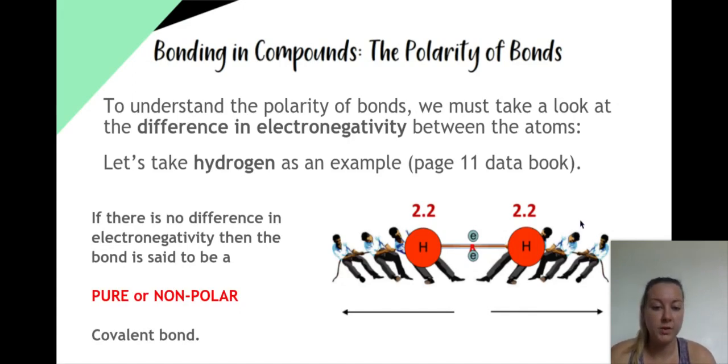If there is no difference in the electronegativity, then the bond is said to be a pure covalent bond or a non-polar covalent bond. It doesn't matter which of these you say, both of them will get you the mark. Personally, I like to call it a pure covalent bond because in my mind it just reminds me it's pure, there's no difference in electronegativity or very small difference in electronegativity, and that helps me remember. So, no difference in electronegativity, you have a pure covalent bond or a non-polar covalent bond.